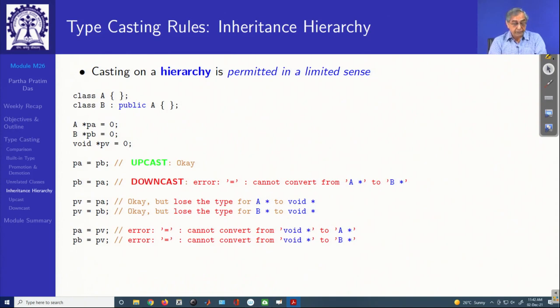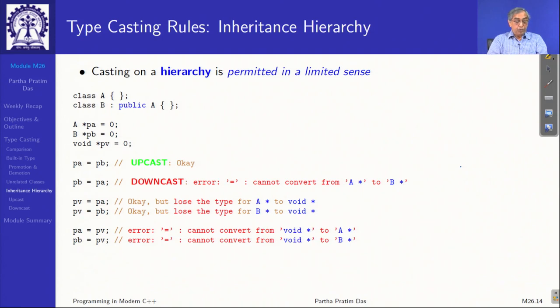The third set of rules relate to the classes on a hierarchy. If the classes are on a hierarchy, then the casting is permitted in a limited sense. So, I have a class A, which is the base class. I have a class B, which is the derived class. I have pointers to A and B, and I have a void pointer as well. So, this is called upcast.